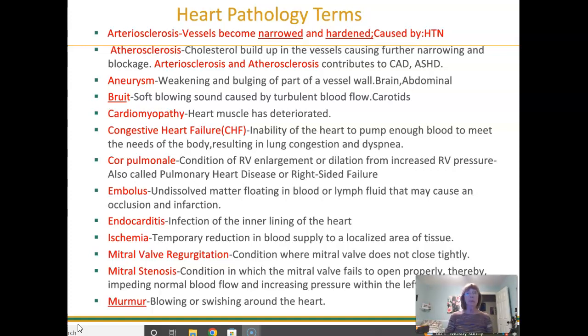Embolus. Think of embolus: it's undissolved matter floating in blood or lymph fluid that may cause an occlusion or an infarction. Infarction is some sort of event that's going to happen. With an embolus, when they're doing certain procedures, they have a procedure called a carotidectomy.